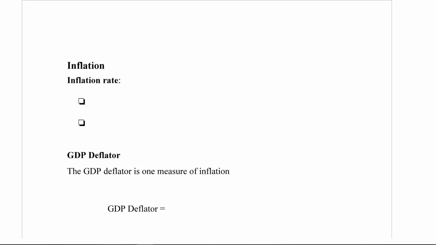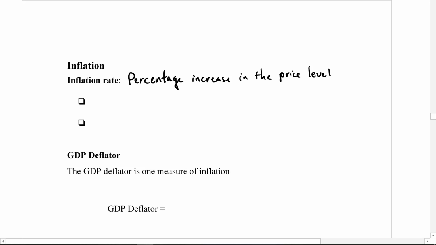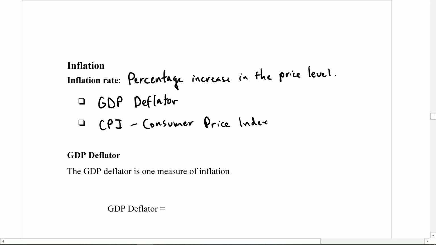The inflation rate generally we can think of as the percentage increase in the price level. Okay, and we're going to look at two different calculations of this among many, but we have the GDP deflator and the more commonly used CPI, which stands for Consumer Price Index. There are others. There's a Producer Price Index, and a couple others, but we're going to focus on these two.